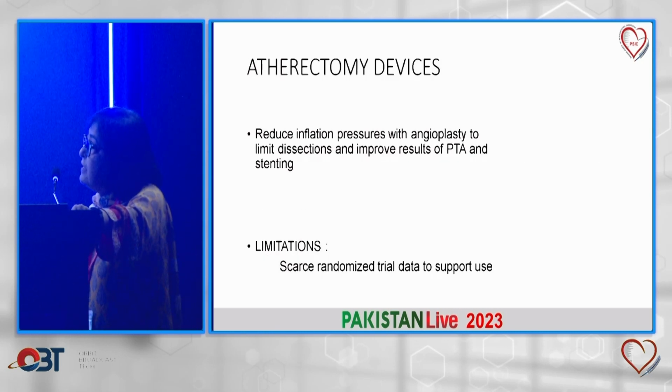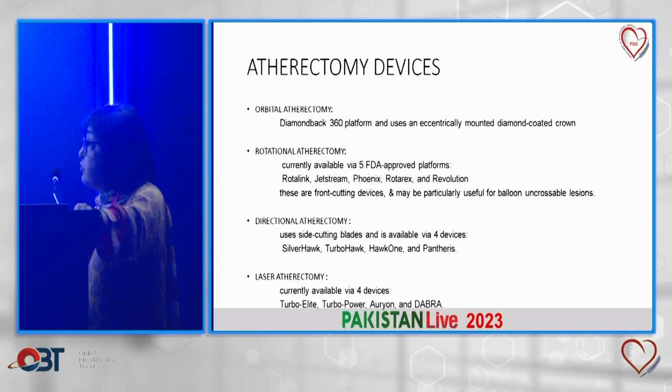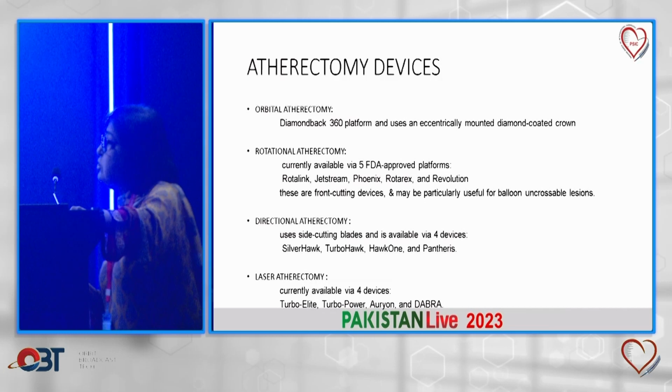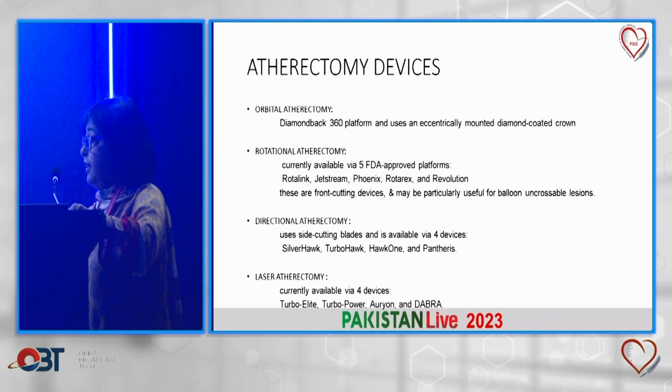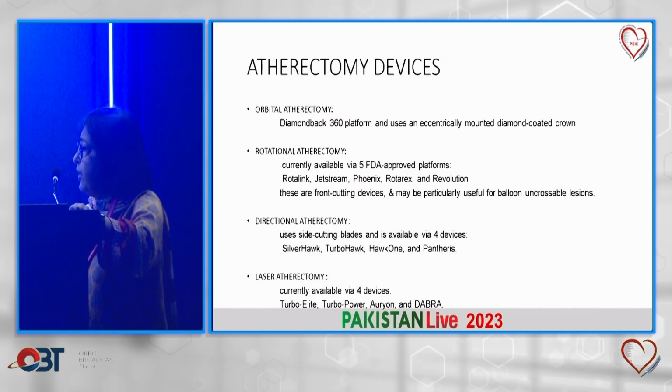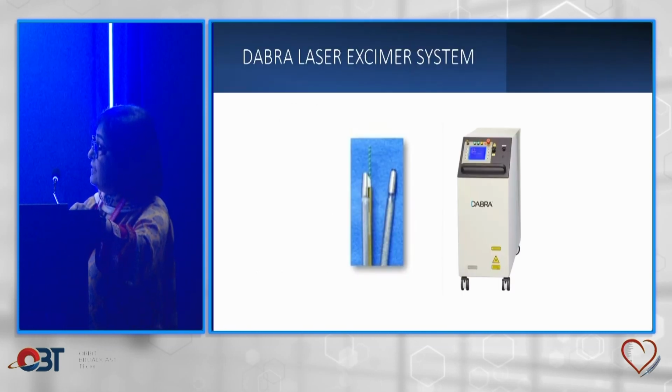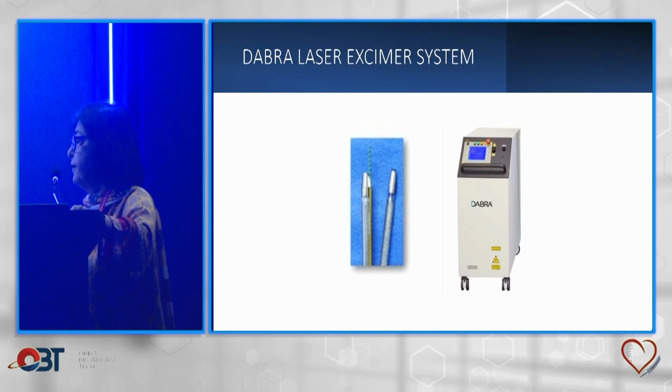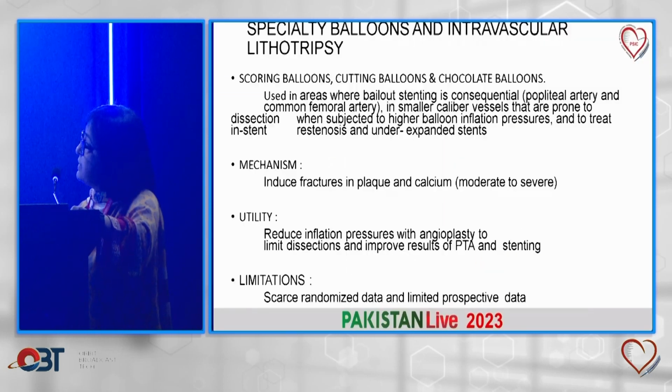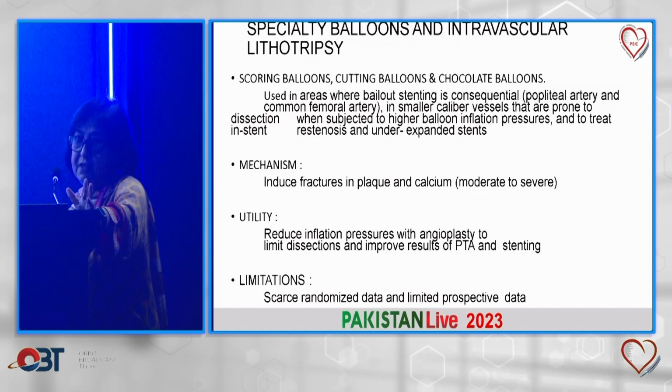Then you have atherectomy devices, which reduce inflation pressures with angioplasty, just like the coronary bed, but there's not that much randomized data. And there are so many different kinds of atherectomy devices: orbital, rotational, directional, and laser atherectomy. You're familiar with orbital, rotational, as well as perhaps directional. But laser atherectomies are a bit rare, and we have had experience with the Dabra device, which does not even use a wire, and can go through in-stent restenosis as well as thrombi, particularly for atherothrombotic lesions.